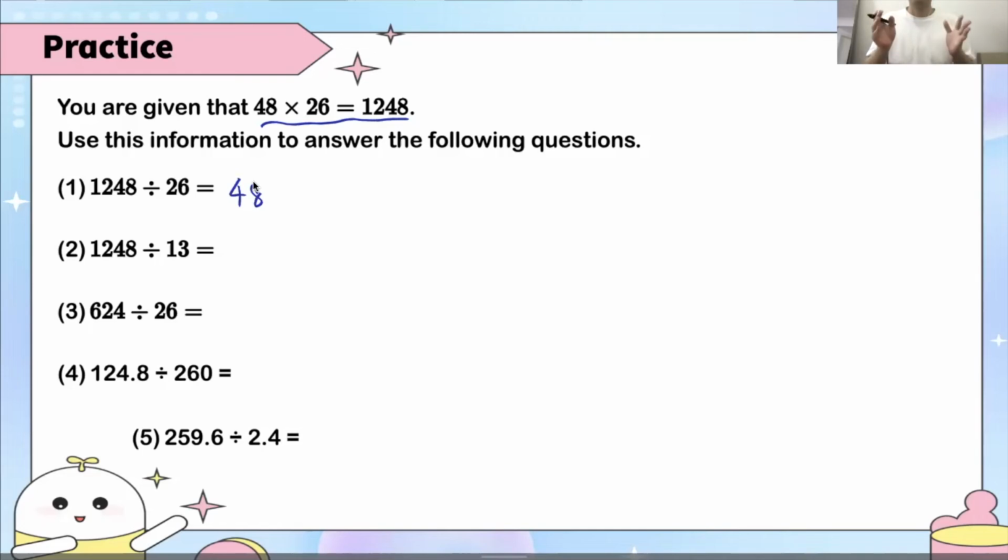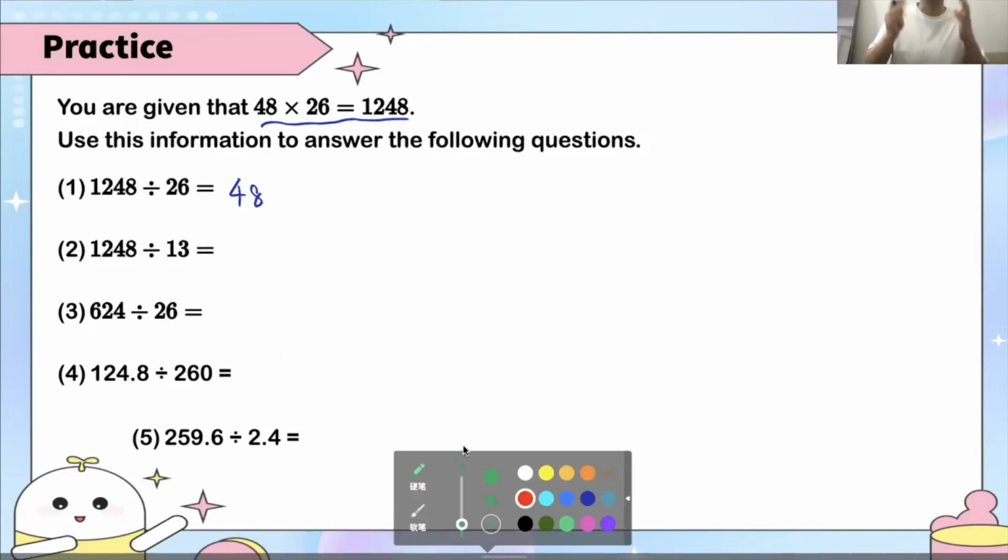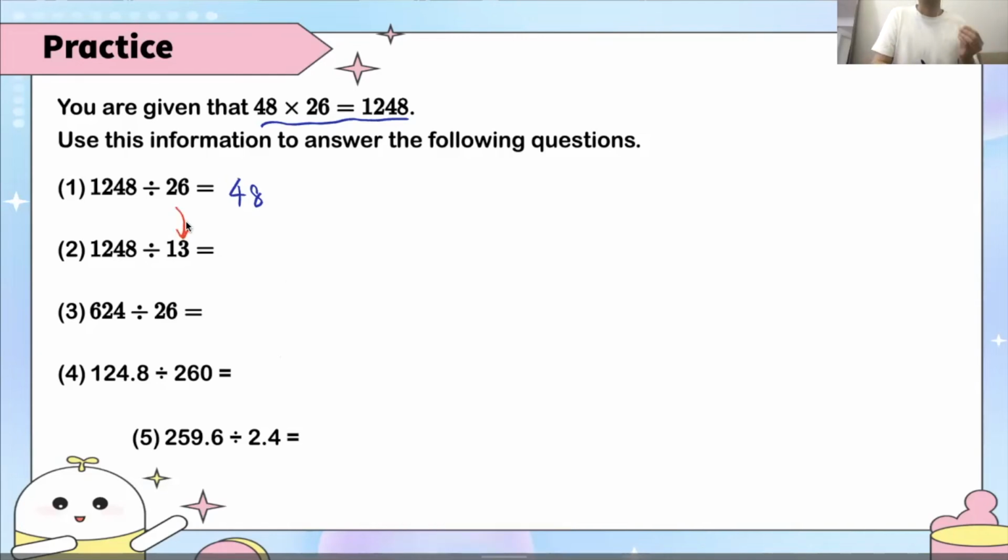Right now we need to start our performance, right? So what is 1,248 divided by 13? What do we change? Which part do we change? From 26 to 13, we divide by 2, right? If we do some change on the divisor, we need to do the inverse operation on the result. Divide by 2, what is the inverse operation? We times 2, we have 96.